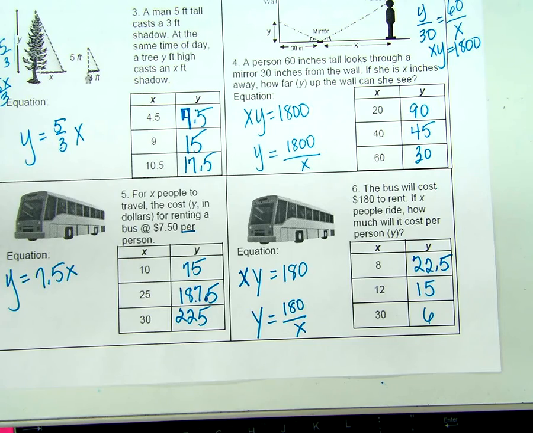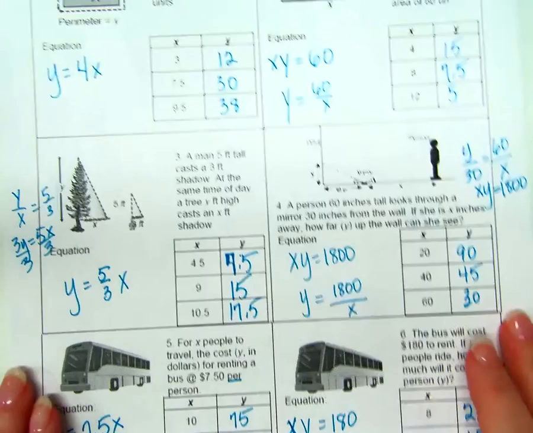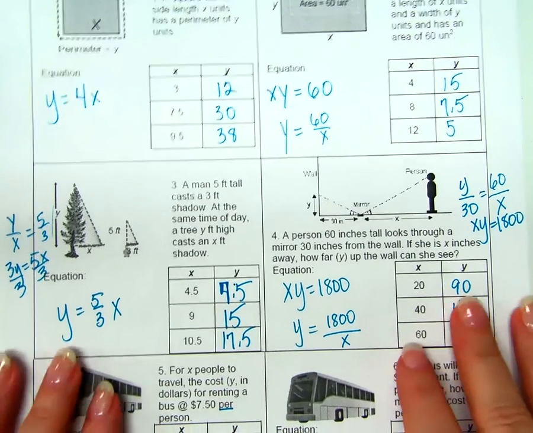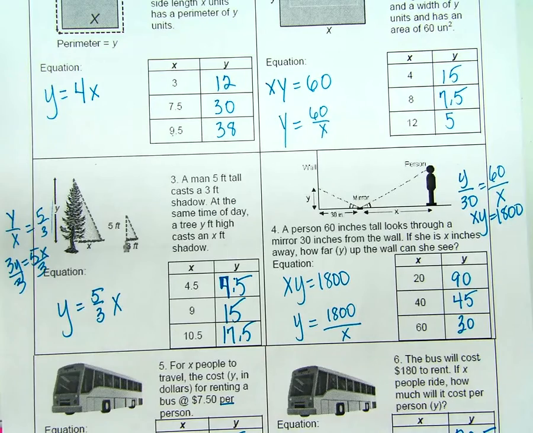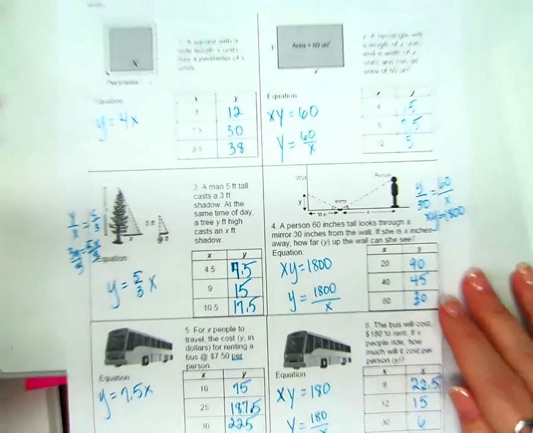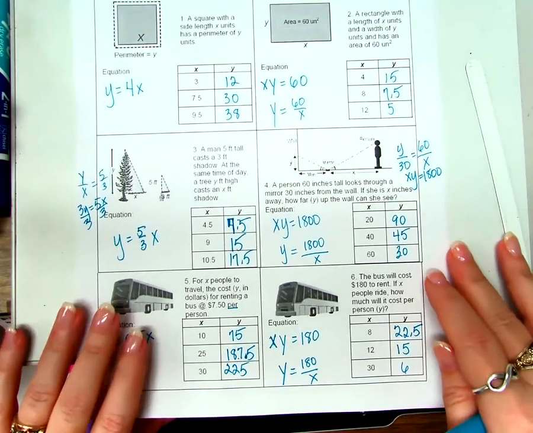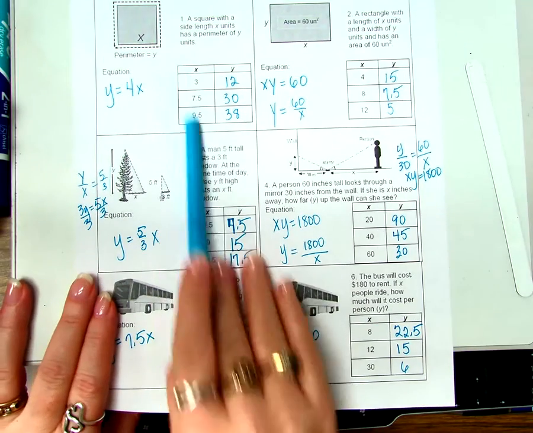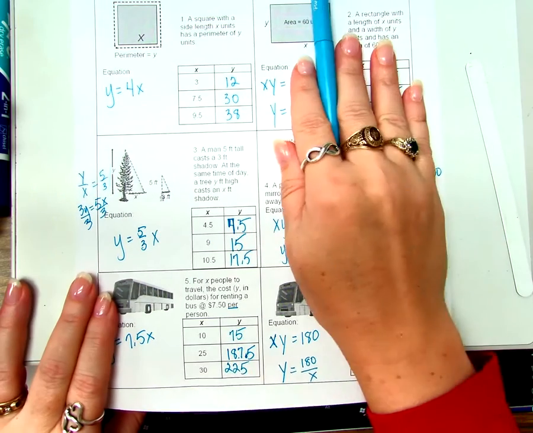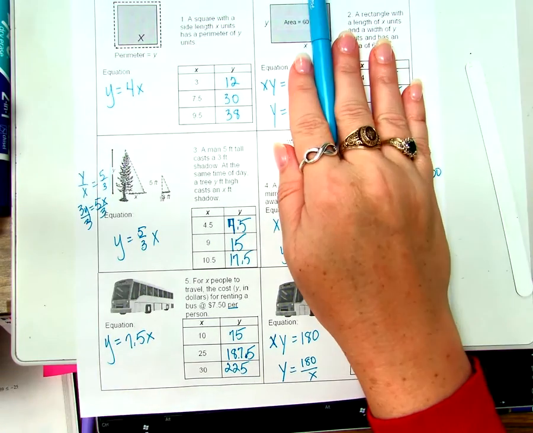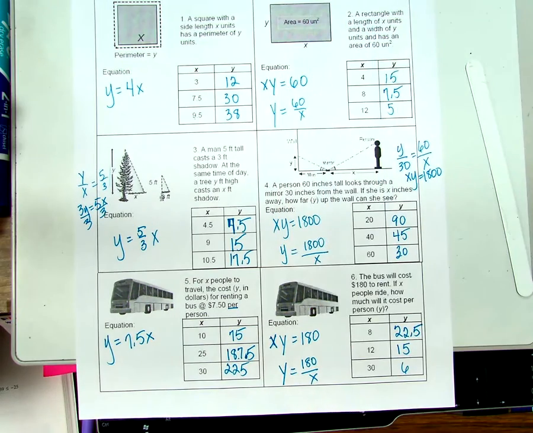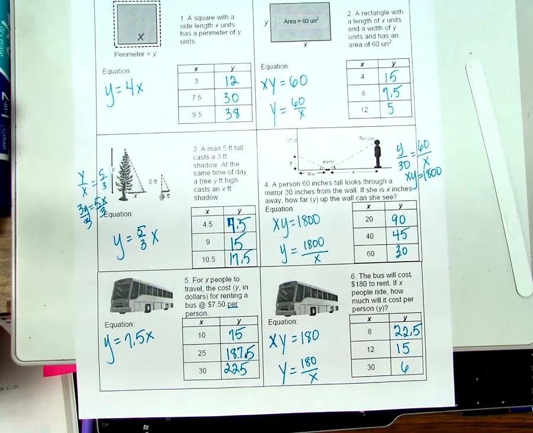Okay? So let's talk about this in general. Let me zoom out a little bit so we can look at all of this. I want you to look specifically at the x columns of the table, in this first column. We're only looking at this first column over here. What do you notice about the x values in each of the tables?